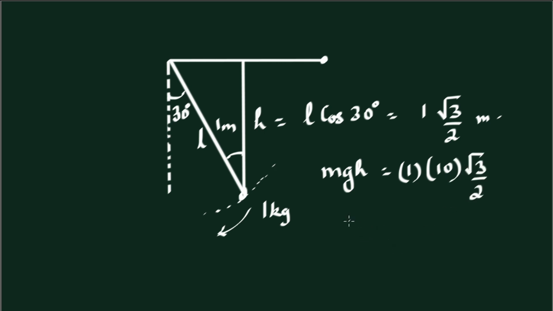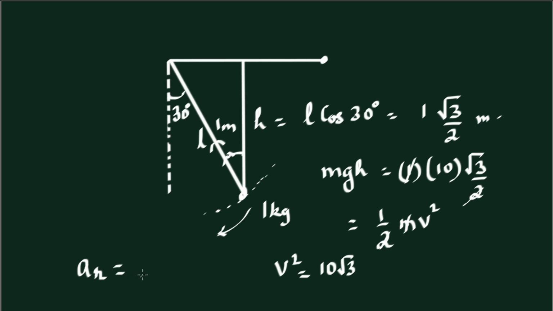The decrease in the potential energy is equal to the increase in the kinetic energy, equal to half m v squared. M of course is 1, cancels, half cancels with this half, and we get v squared is equal to 10 root 3. The centripetal acceleration is v squared by r, and the radius is 1 meter. So the acceleration in the radial direction, that is towards the pivot, is equal to 10 root 3 meters per second squared. This is equal to v squared by r.